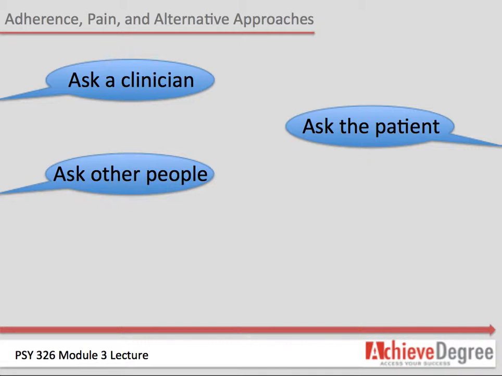Ask other people, hospital personnel or family. The problems with this method is that constant observation may not be possible, and persistent monitoring creates an artificial situation. Count pills. The problems: even if the required number of pills are gone, the patient could have thrown some away or may have taken them in a manner other than the prescribed one.